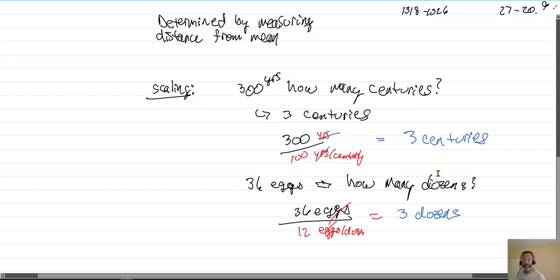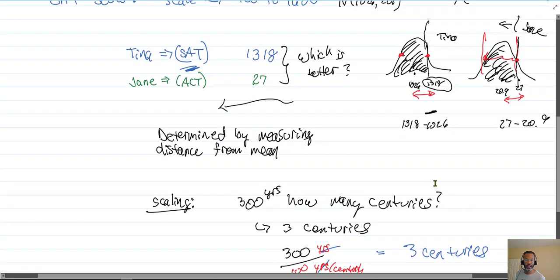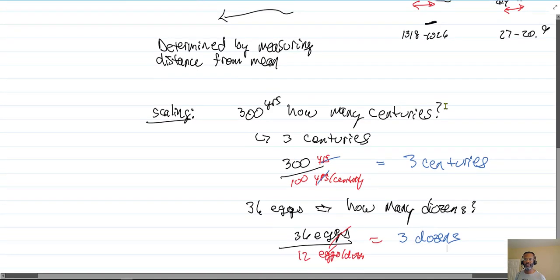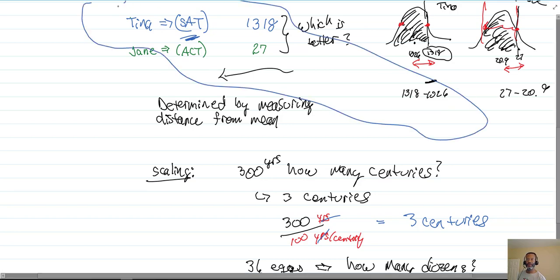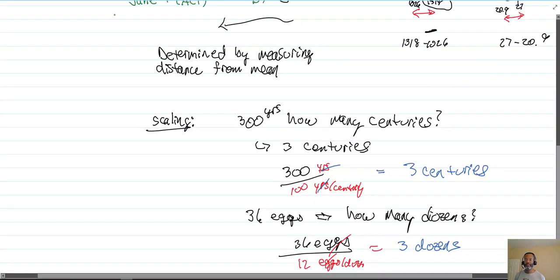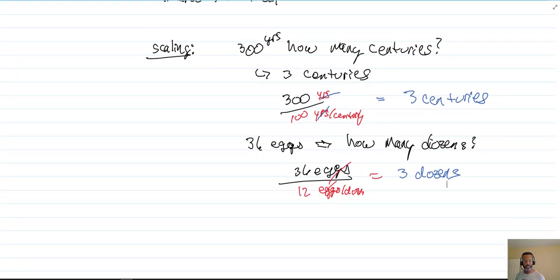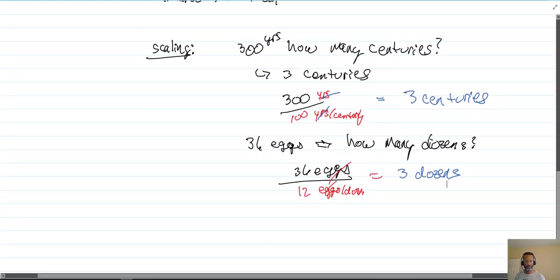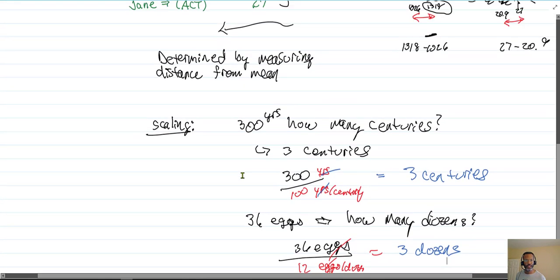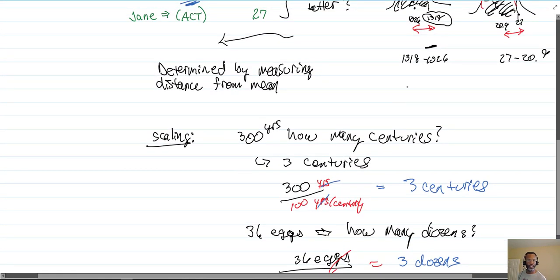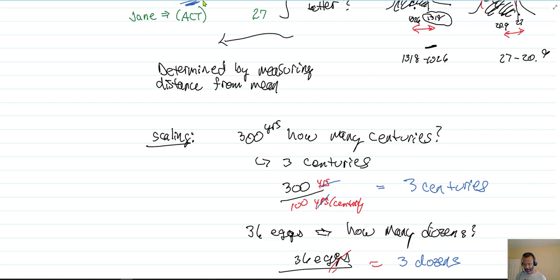So now, what I want to do is think about how many standard deviations. I want this to be in units of standard deviations for these scores that I'm looking at. I want to know the distance from the mean, but in terms of standard deviations. So Tina's score, distance from the mean, let's go ahead and calculate those values.